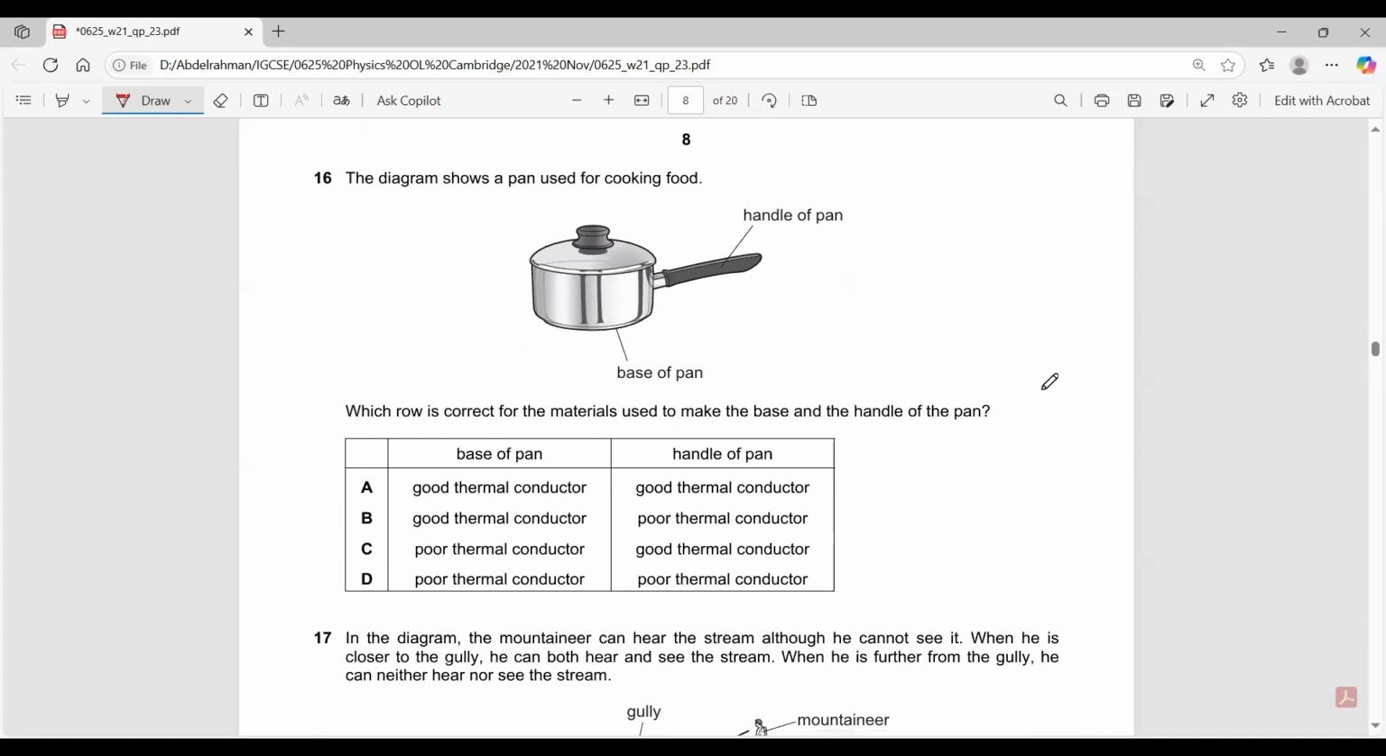Question 16. Which row is correct for the materials to make the base and the handle of the pan? The base has to be a good conductor, while the handle of the pan has to be a poor conductor.